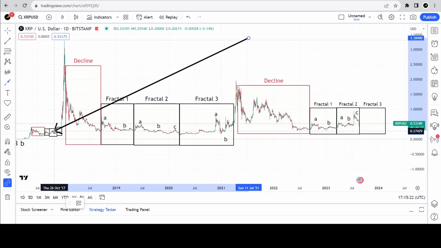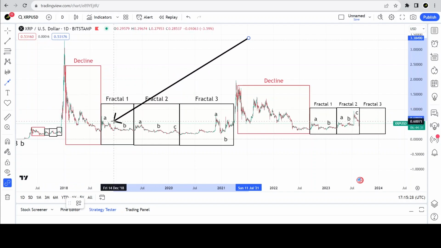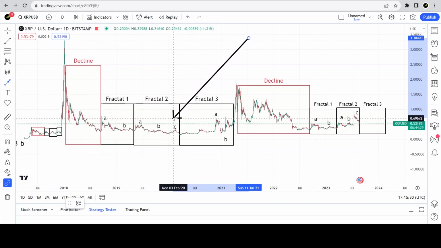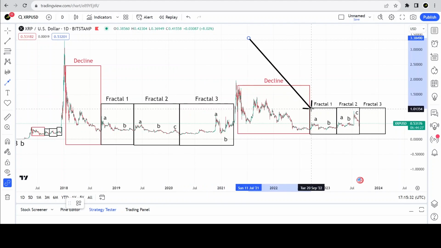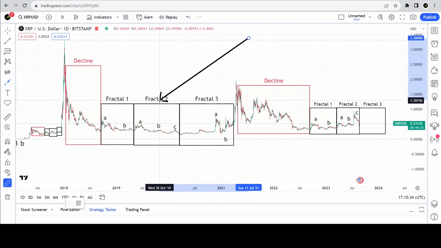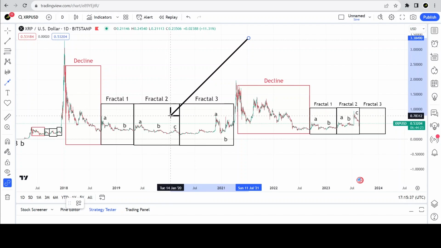I divide this time up into three fractals, and as you can see, it takes place before the next bull run. Over here, it happened just on a much larger scale. This one is on a larger scale, but not as large as this one. So as you can see, it happens on small time frames and bigger time frames.